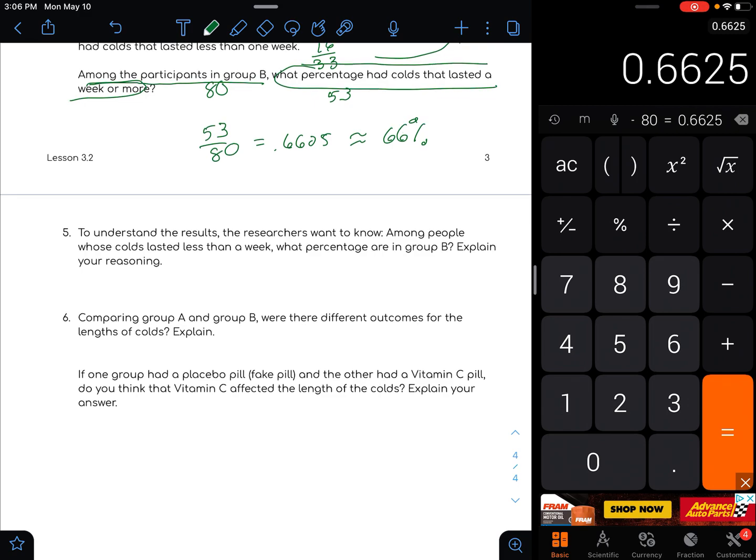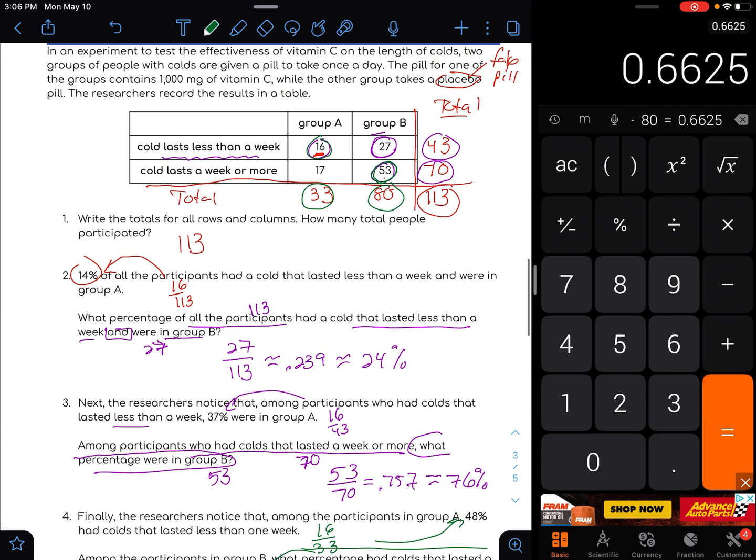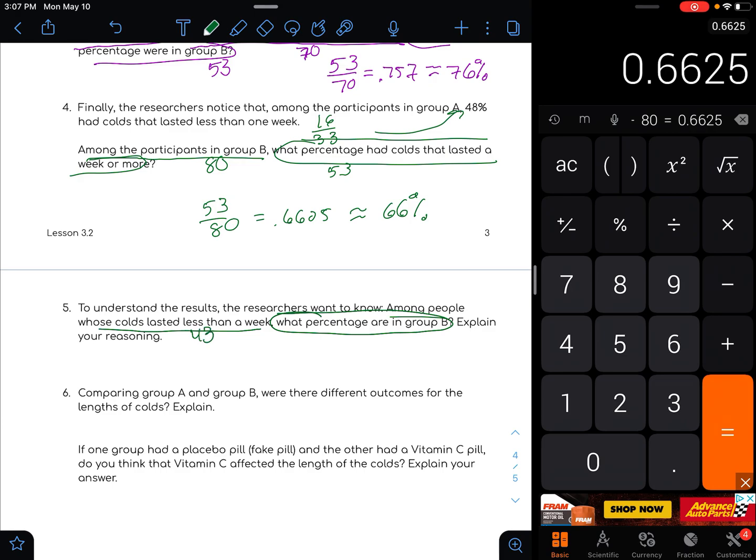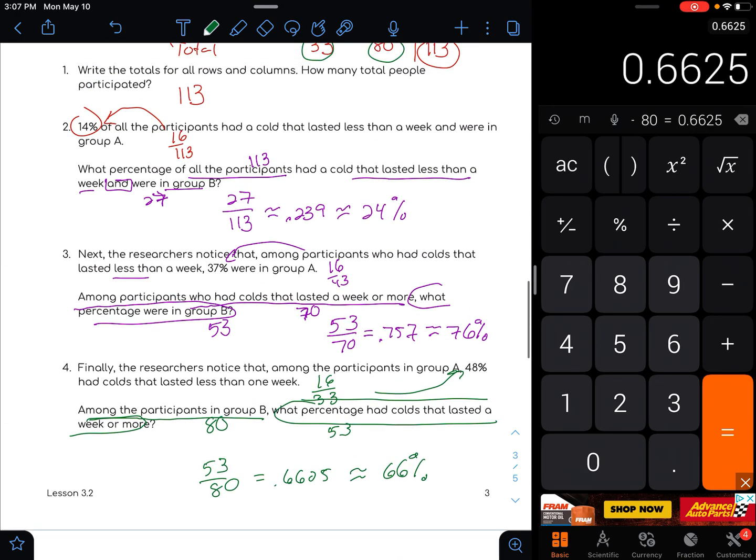All right, number 5. To understand the results, the researchers wanted to know, among the people whose colds lasted less than a week, what percentage are in group B? So we're going to choose from the group of people whose colds lasted less than a week. Let's go back up here. Colds that lasted less than a week, so that's the 43 total people. I'm going to write that number down, so 43. Among that group, what percentage were in group B?